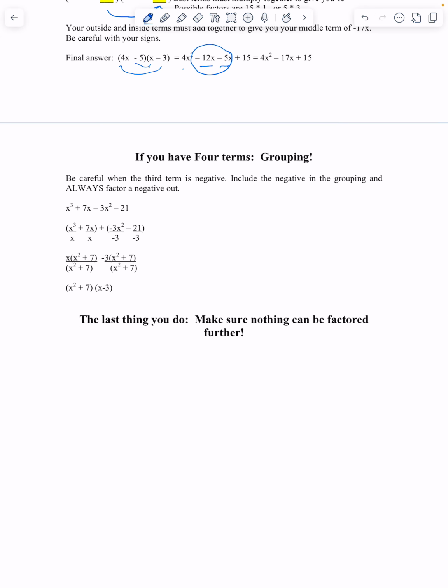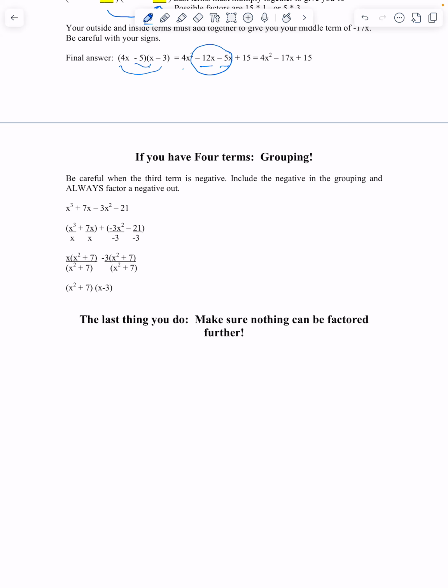The last type is if you have four terms. If you're factoring and you notice that you have four terms, you've looked for your greatest common factor, you've taken one out if you needed one, you're always going to use the grouping method. You need to really be careful when the third term of a grouping problem is negative because it will mess you up with your signs. So I've given you this example that includes one with the negatives: x squared plus 7x minus 3x squared minus 21.